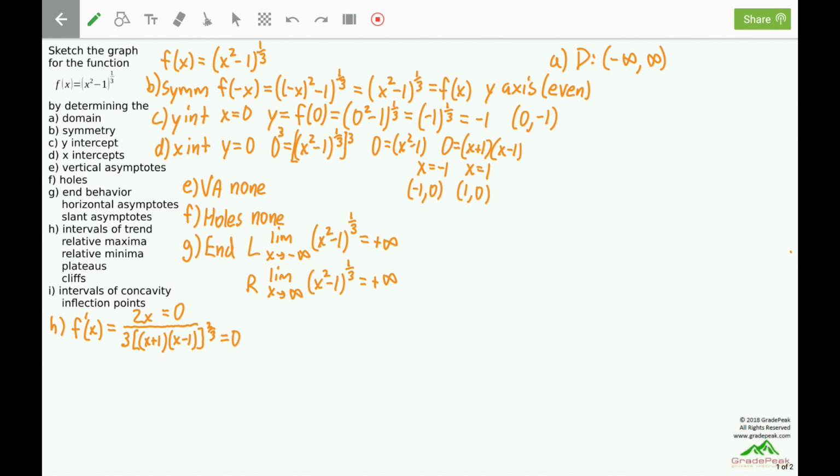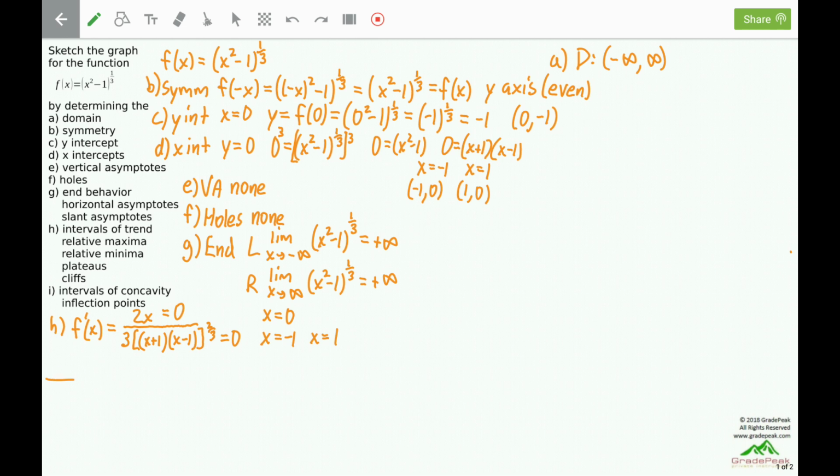From the numerator, dividing both sides by 2 gives us x equals 0. From the denominator, since it is now factored, x equals -1 and x equals +1. We'll now check to see which of these are in the domain. The domain's all real numbers. 0, -1, and +1 are all real numbers. They're all in the domain. They're all critical numbers.